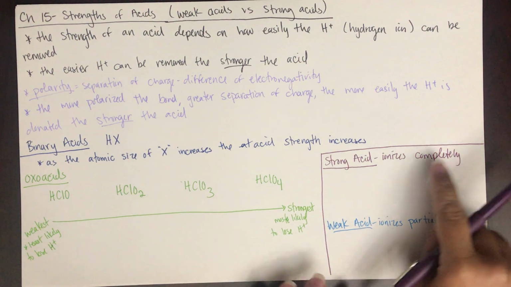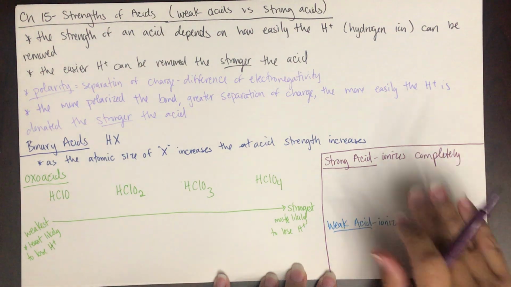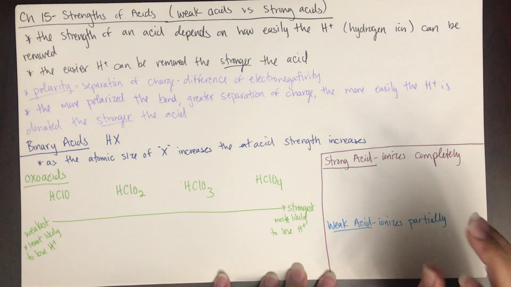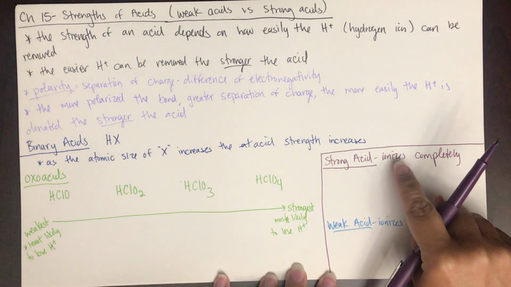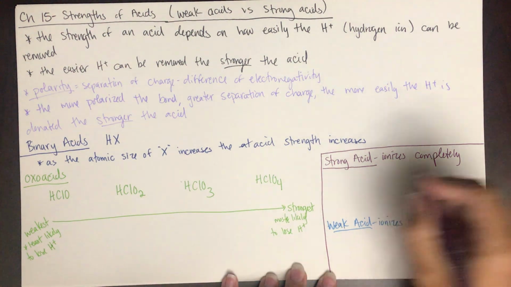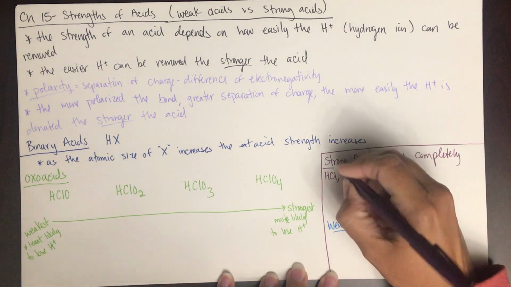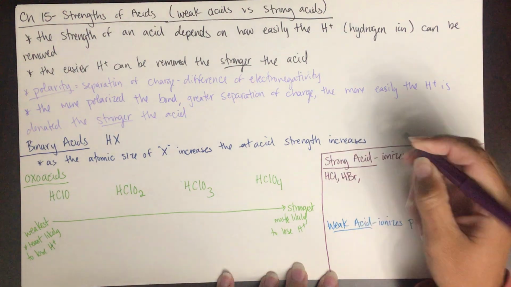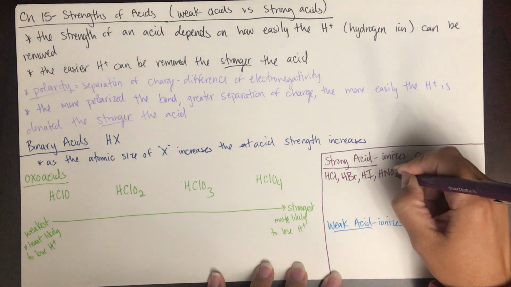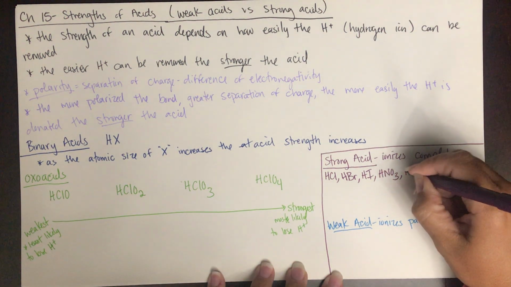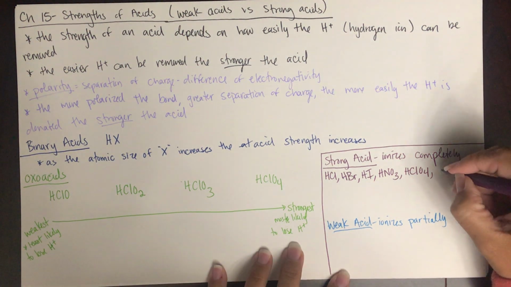So a strong acid is defined by that it ionizes completely. It doesn't have anything to do with the pH or how bad it would burn your skin or anything else. A strong acid is an acid that ionizes completely. So I'll show you what that means in a minute, but here are the 6 strong acids. Hydrochloric acid, hydrobromic acid, hydroiodic acid, nitric acid, perchloric acid, and sulfuric acid.